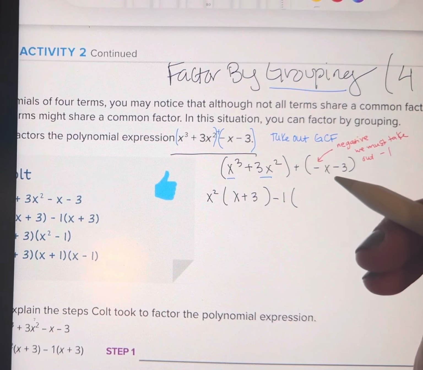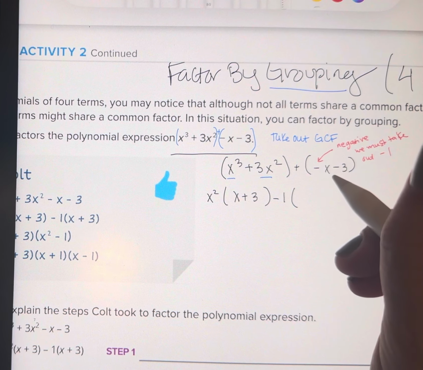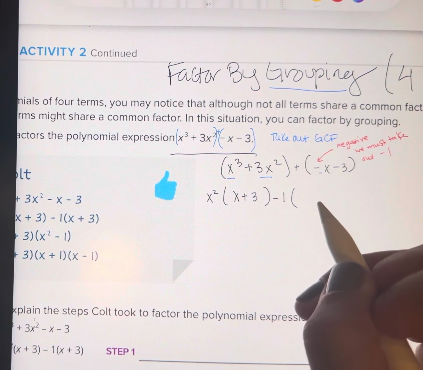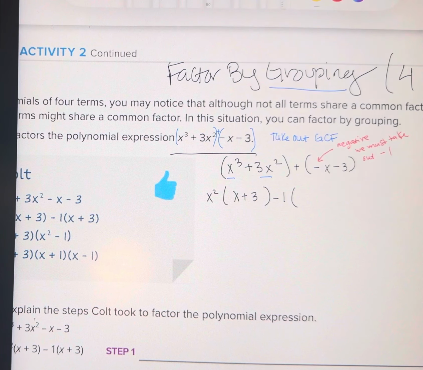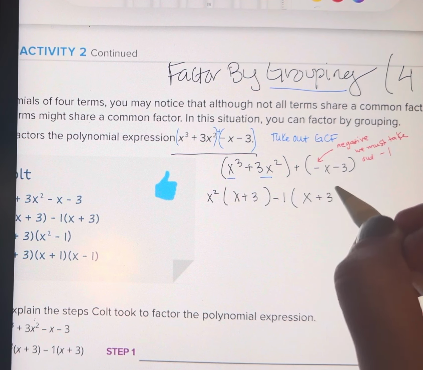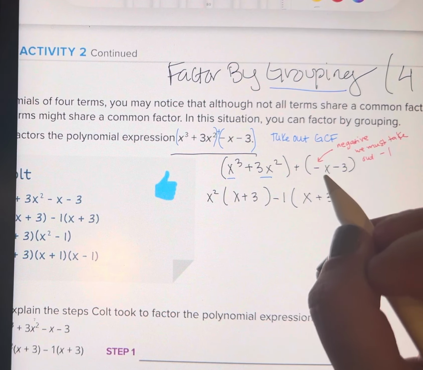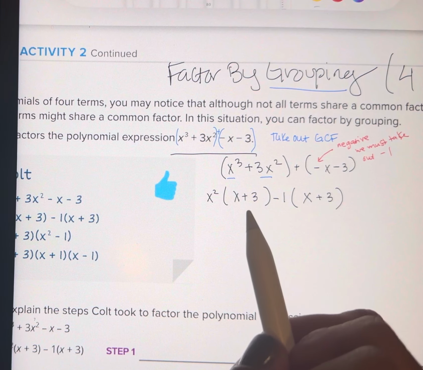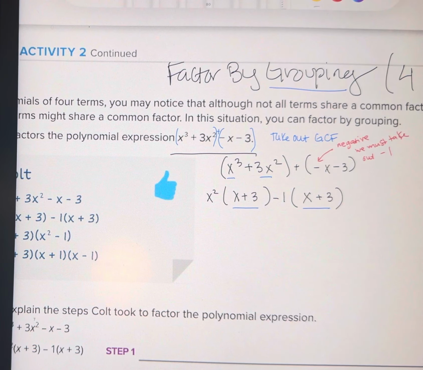And what I get here is x. When I take out a negative 1 here, I get positive x. And when I take out a negative 1 here, I get plus 3, positive 3. Okay, taking out a negative 1 changes everybody's sign. All right? Now, in order for us to be able to factor by grouping, what happened here must happen. The parentheses must come out the same.